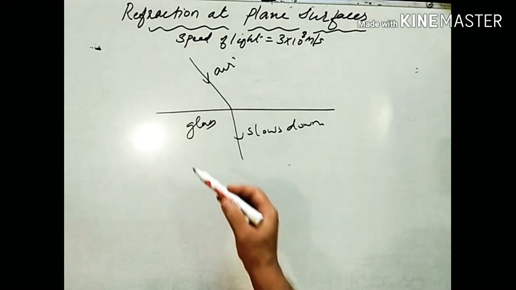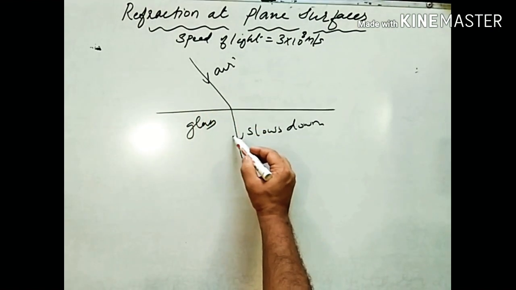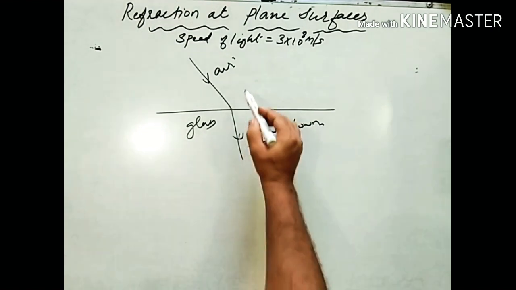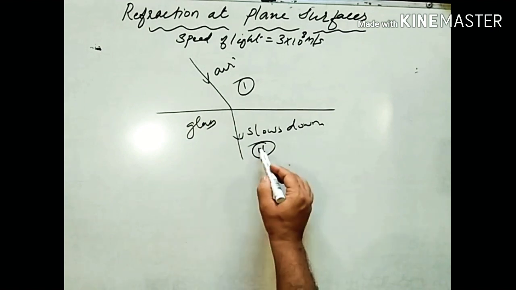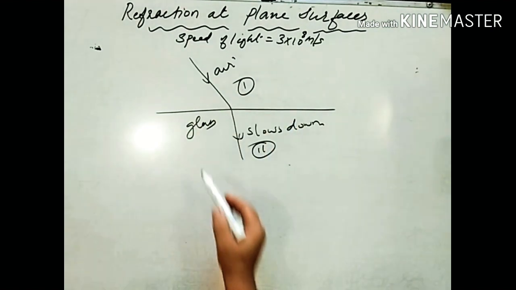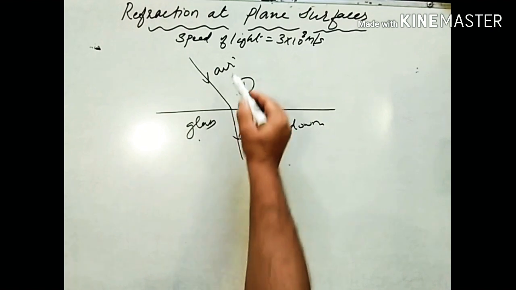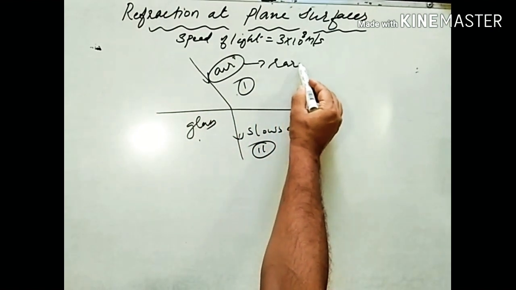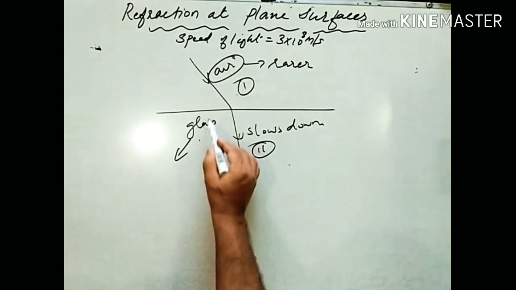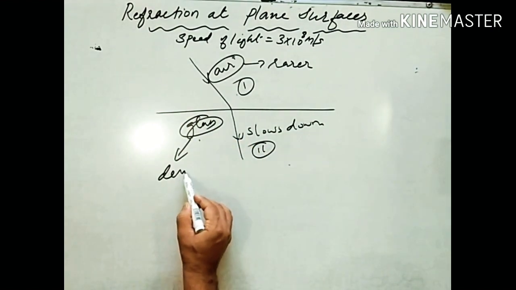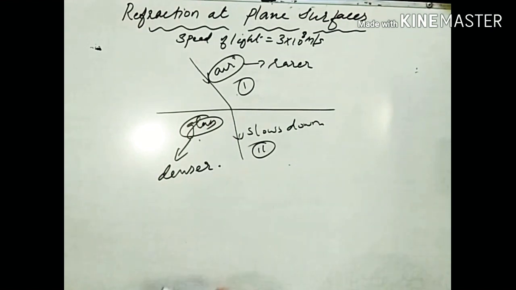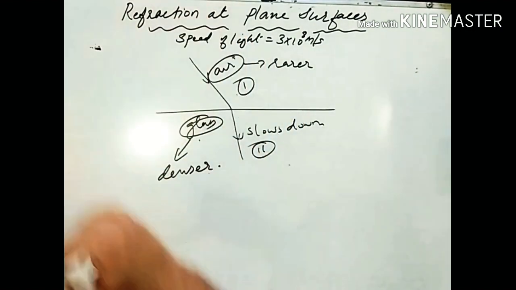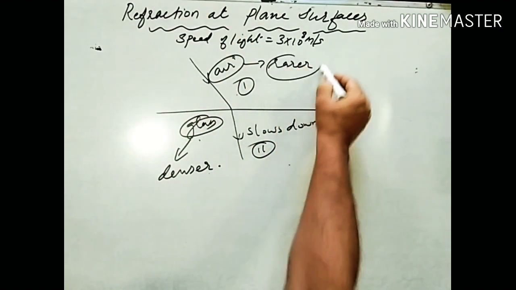So while passing from one medium to another, if light slows down, the second medium is said to be optically denser than the first medium. So I can say that glass is optically denser than the first medium, that is air. So air is considered to be an optically rarer medium, and glass is considered to be an optically denser medium. If the light slows down, it is an optically denser medium. If the light speeds up, it is considered to be an optically rarer medium.